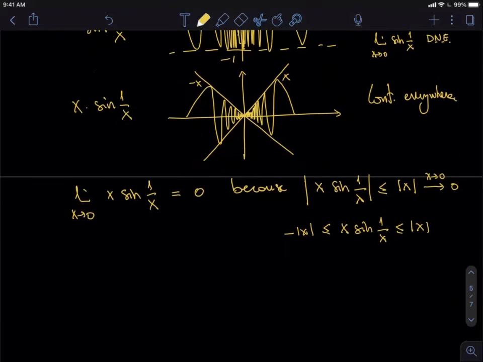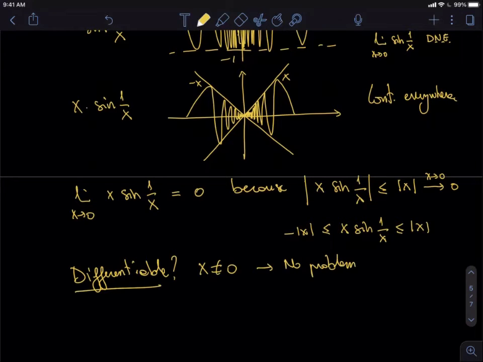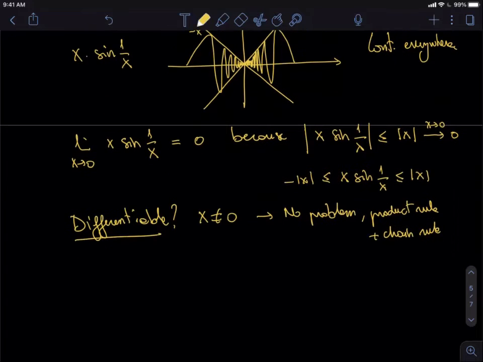And now, how about differentiability? Okay, now, when x is different from 0, no problem. We just need to use the product rule and the chain rule. Now, when x equals 0, that's a bit of a problem. That one we need to actually compute.